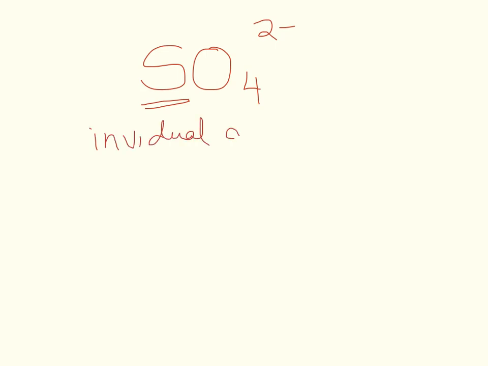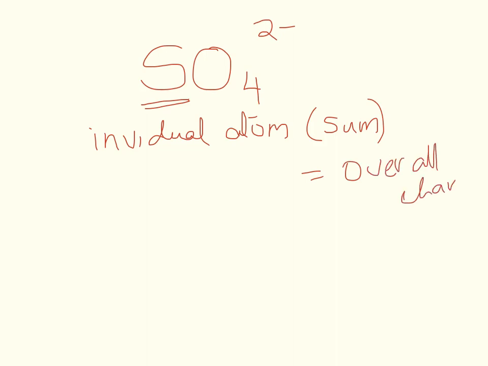So for example, if I ask you to calculate the oxidation number of sulfur in sulfate ion, the sum of oxidation numbers of individual atoms is equal to the overall charge. So how does it work in this case?